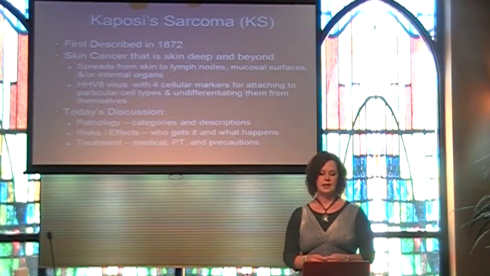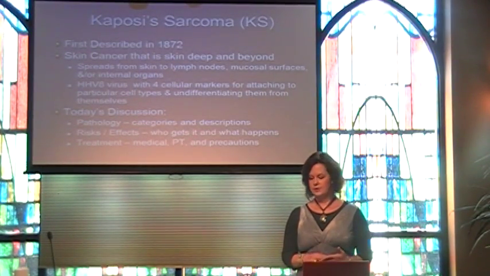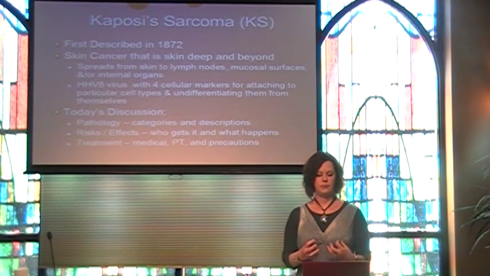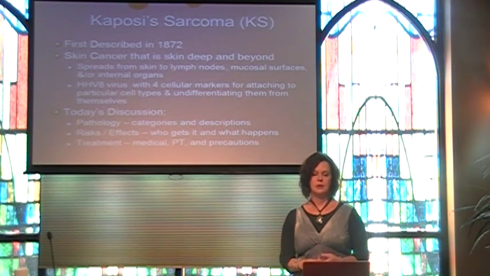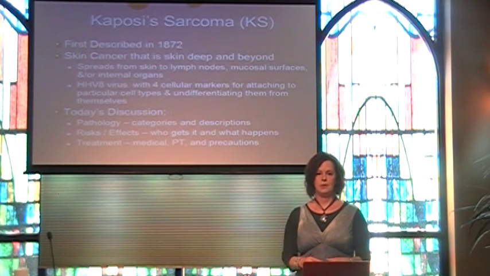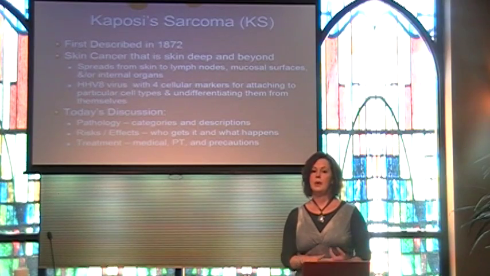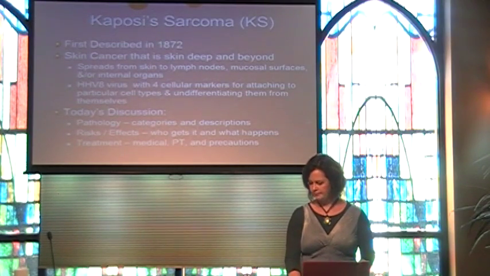Its parent virus is HHV8, which has 4 cellular markers and attaches to particular cell types like endothelial cells, dendritic cells, macrophages, and smooth muscle cells, and then undifferentiates them from themselves. Today's discussion will be regarding the pathology, its categories and descriptions, risk and effects as to who gets it and what happens, and then the treatment, medical, physical therapy, and precautions regarding it.